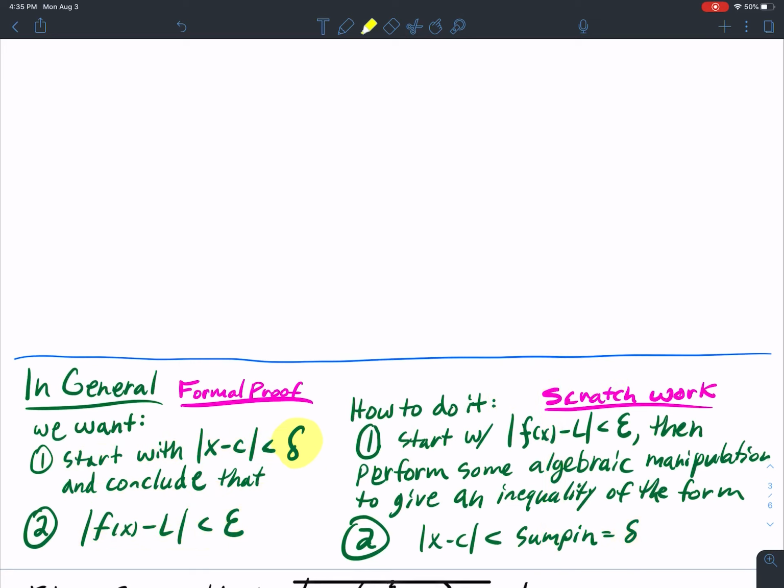Okay, so that's the flow in general. All right, so I want to see everything. I want to see your scratch work, and then I want to see the formal proof written all pretty. So we do all that scratch work so we get that beautiful delta, which is in terms of epsilon, when epsilon is arbitrary. And then I start with that final scratch work and I work my way down till I get the desired result.